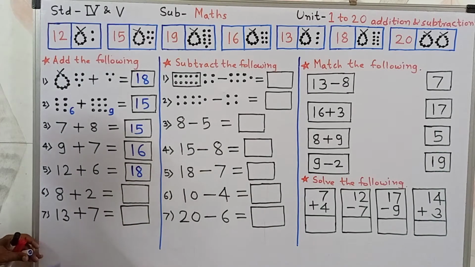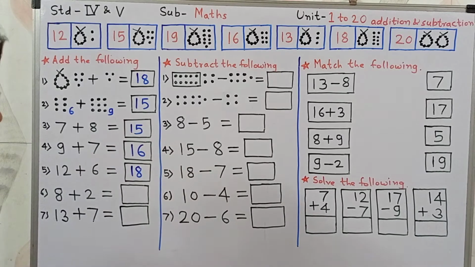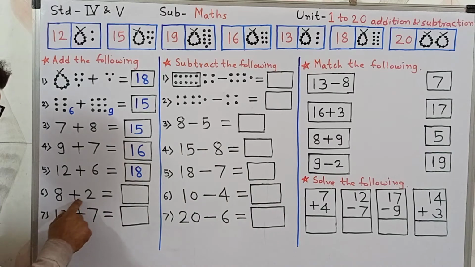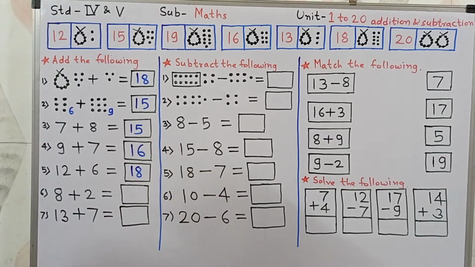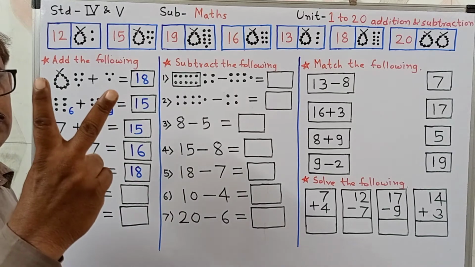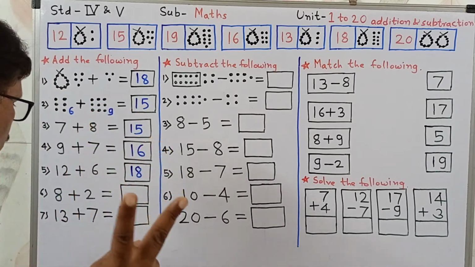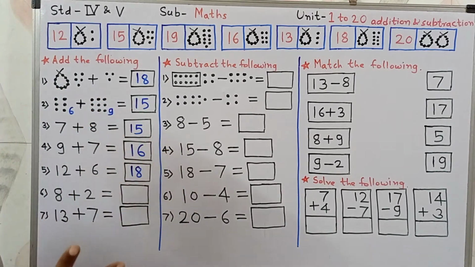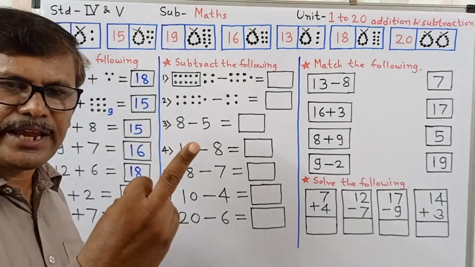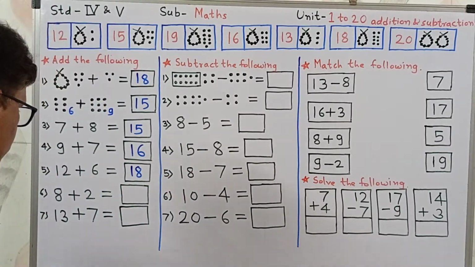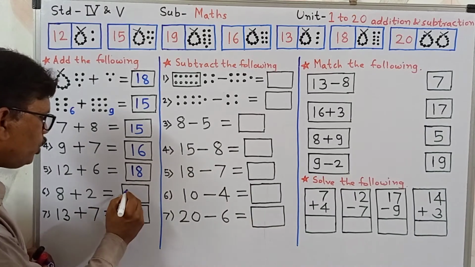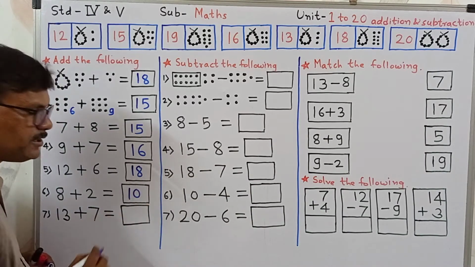The addition of 12 plus 6 is equal to 18. Understood? Listen here. 8 plus 2. Which is the smaller number? Smaller number is 2. So take 2 fingers. Which is the bigger number? Bigger number is 8. So count after 8: 9, 10. So the addition of 8 plus 2 is 10. This is the easy method.